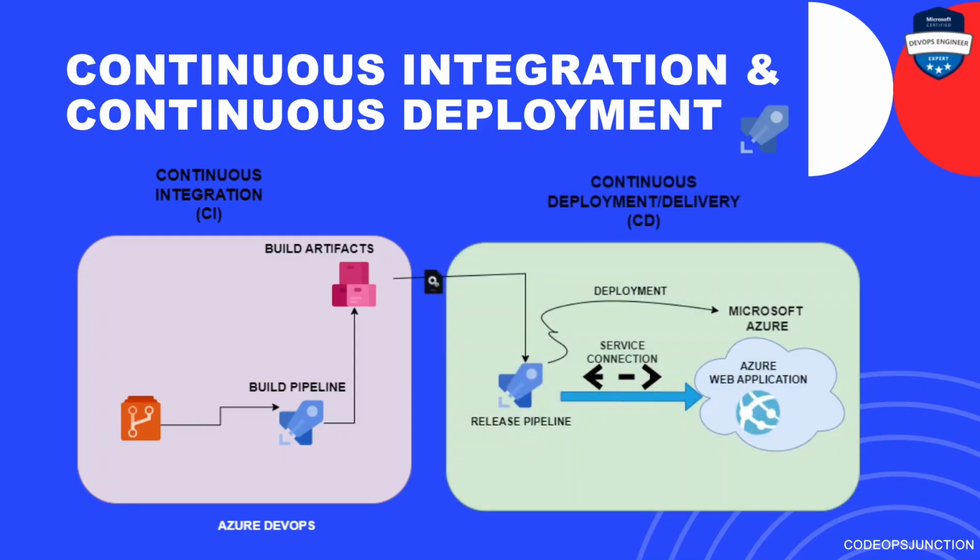Then we can see continuous deployment or delivery. So we are taking our build artifacts to the release pipeline, and the release pipeline is creating a service connection to any third party service like Microsoft Azure or GitHub, and deploying our artifacts to any third party provider via the service connection. So this deployment process is called continuous deployment or delivery. So I hope you guys understood.